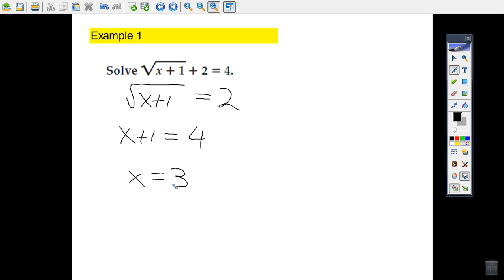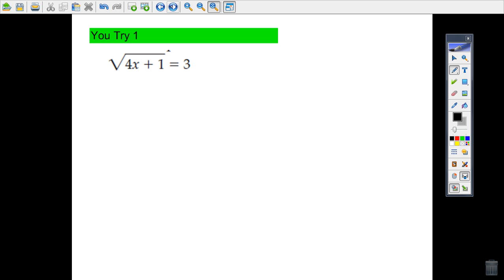Okay, now, what do I need to do with my answer? I need to plug it in and check it. So, 3 plus 1, 4. What's the square root of 4? 2. Does 2 plus 2 make 4? Yes, so I checked it. It works. I didn't get extra answers that didn't work this time. I'll let you know about a few hints to look for as to that happening in a minute. But first, you get to try one on your own.